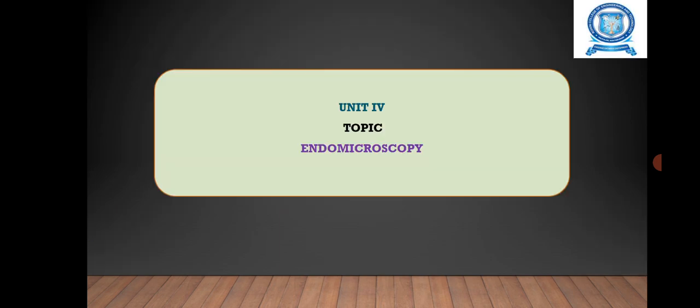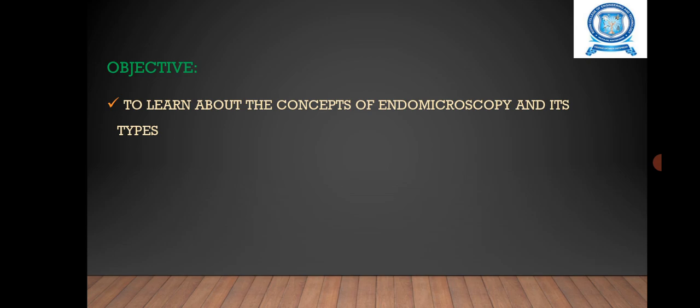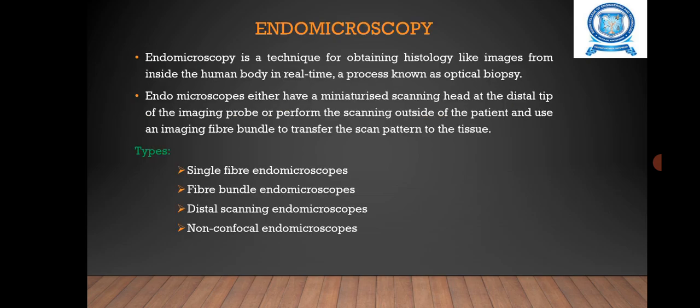Topic: Endomicroscopy. Objective: to learn about the concepts of endomicroscopy and its types. Endomicroscopy is a technique for obtaining histology-like images from inside the human body in real time, a process known as optical biopsy. It generally refers to fluorescence confocal microscopy, although multiphoton microscopy and optical coherence tomography have also been adapted for endoscopic use.